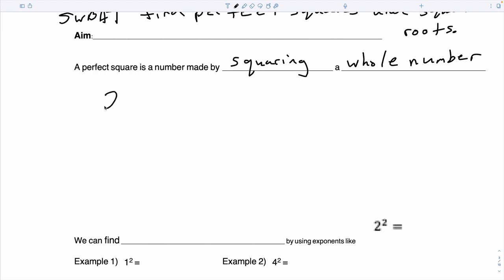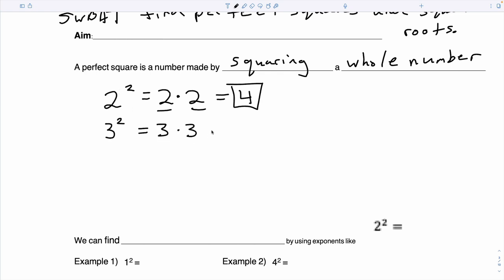A perfect square. Example would be 2 to the second power. That is a perfect square because you can multiply that number twice. 4 is a perfect square. You could also use another number like 3. 3 to the second power really just means to multiply it by itself. 9 is another perfect square.